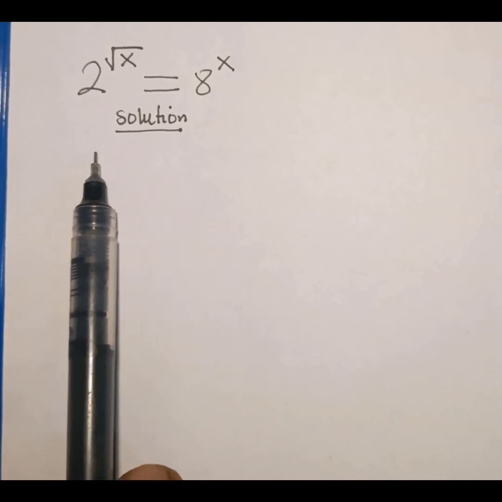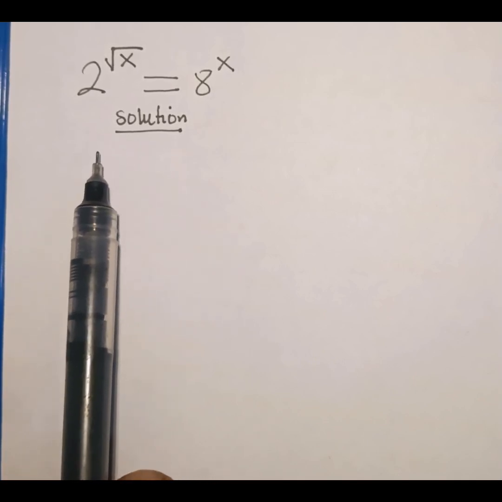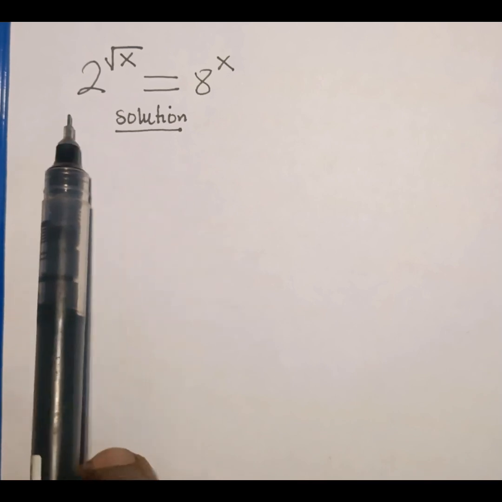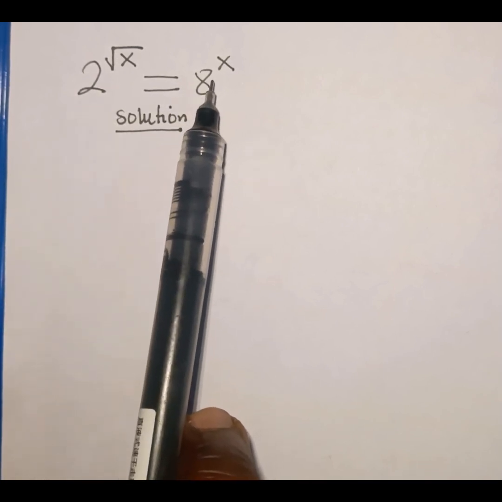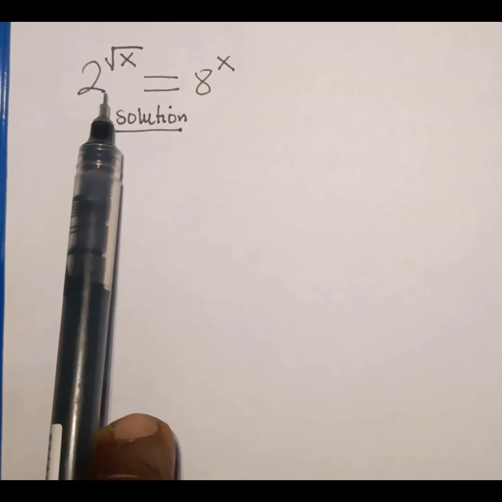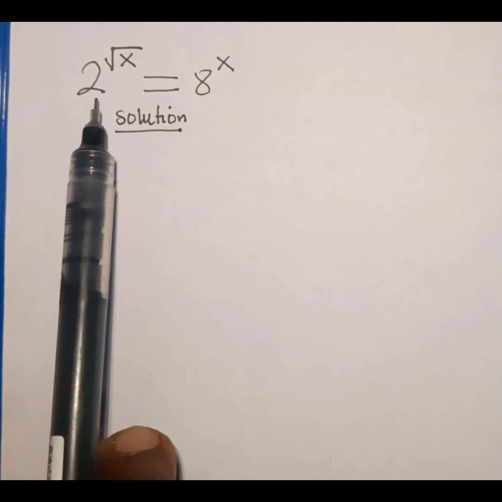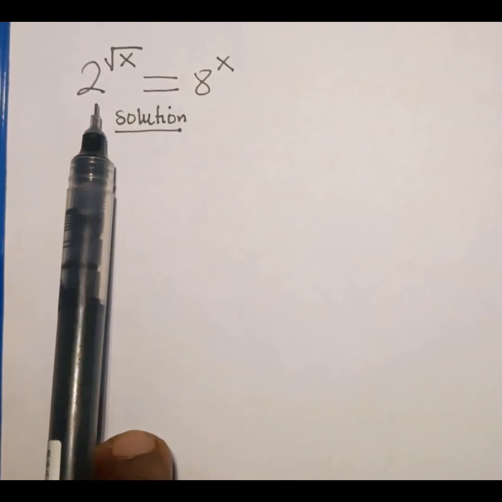In today's tutorial, we're going to learn how to solve for the value of x from this given equation. We are given that 2 raised to the power of square root of x is equal to 8 raised to the power of x. To solve for the value of x from this equation, we're going to try to balance the base because these two bases can be balanced.